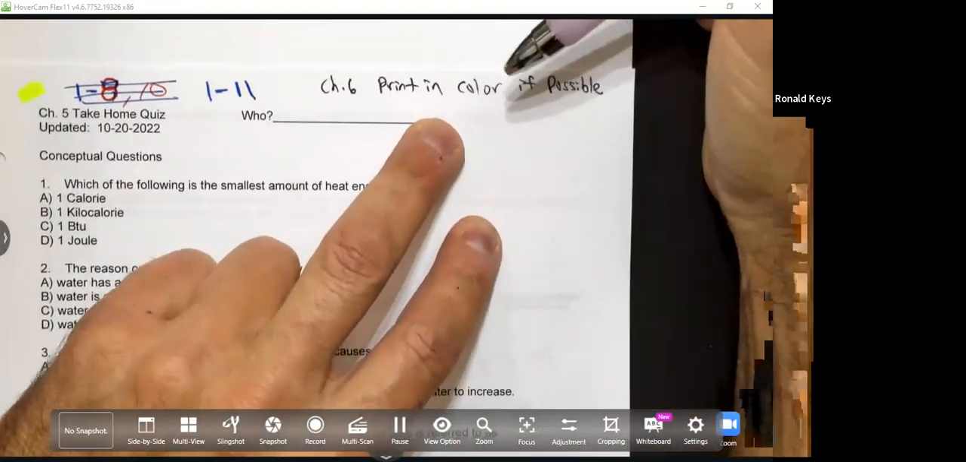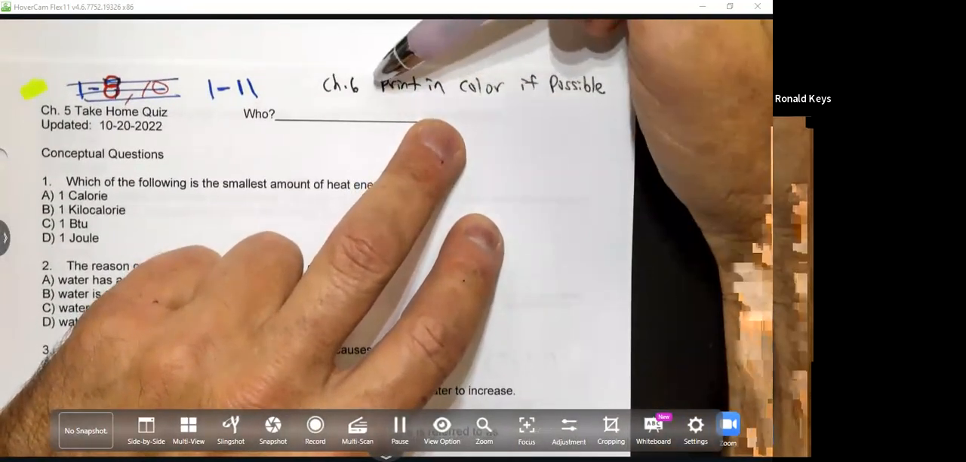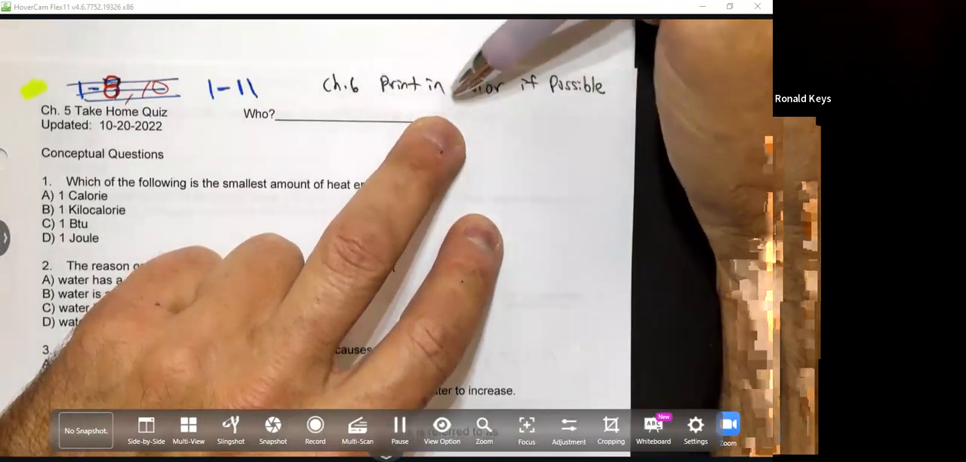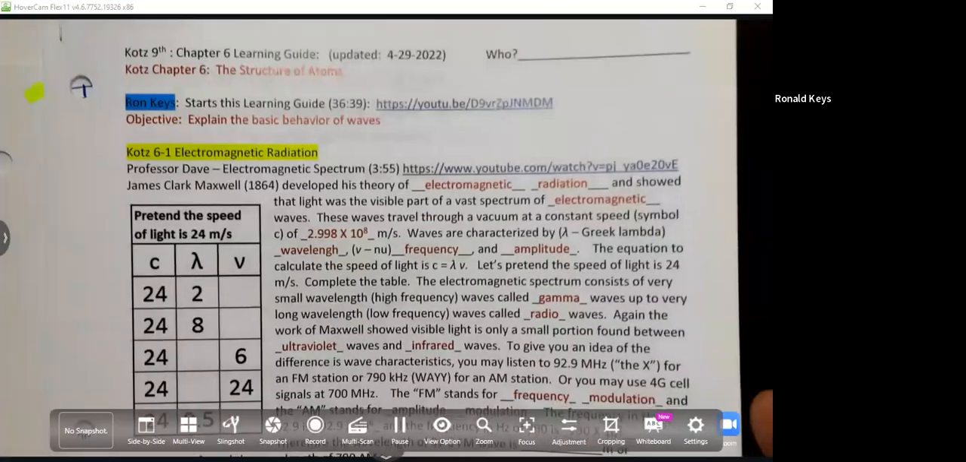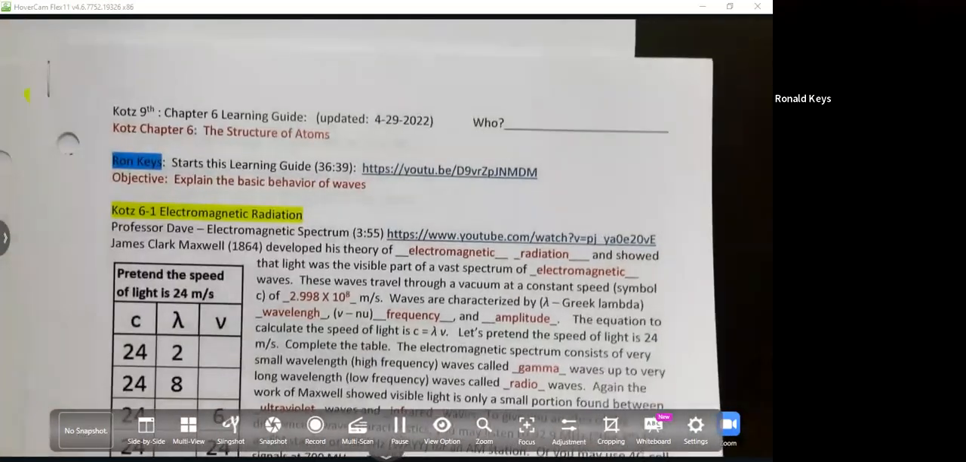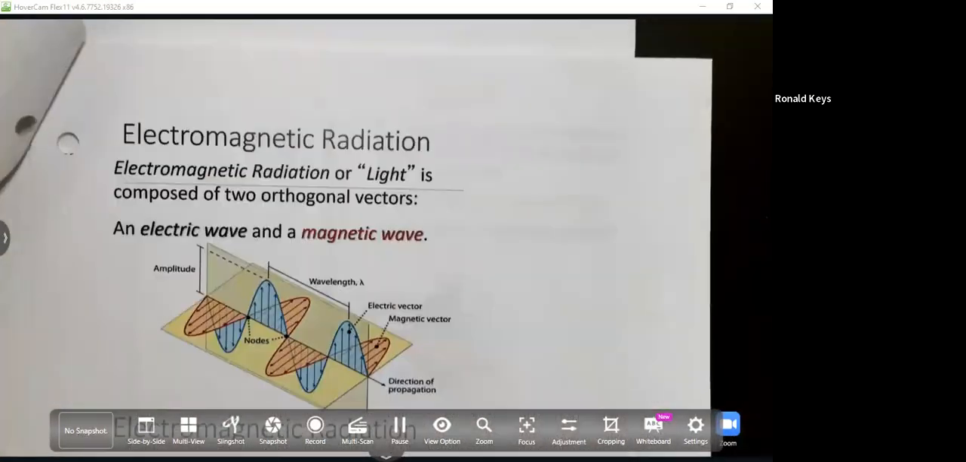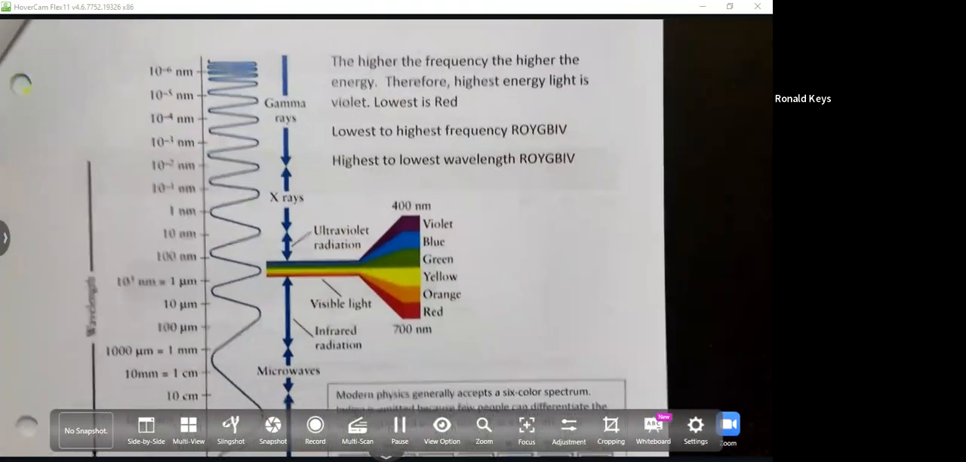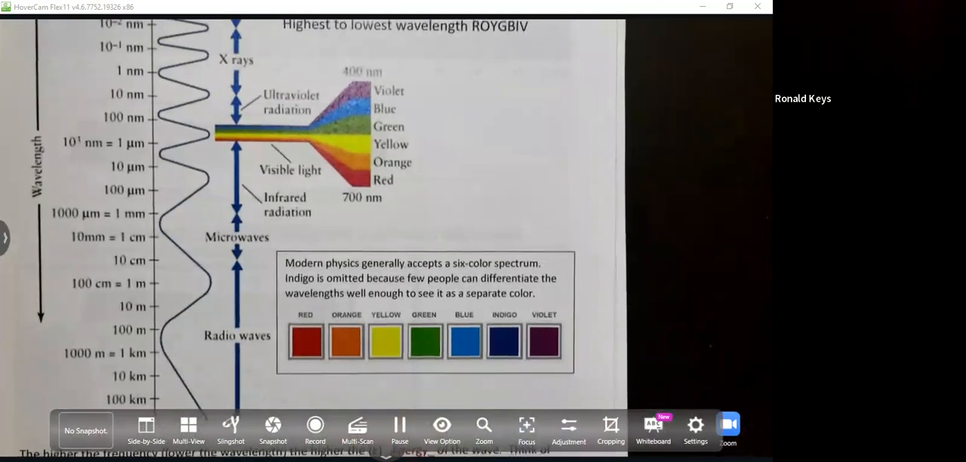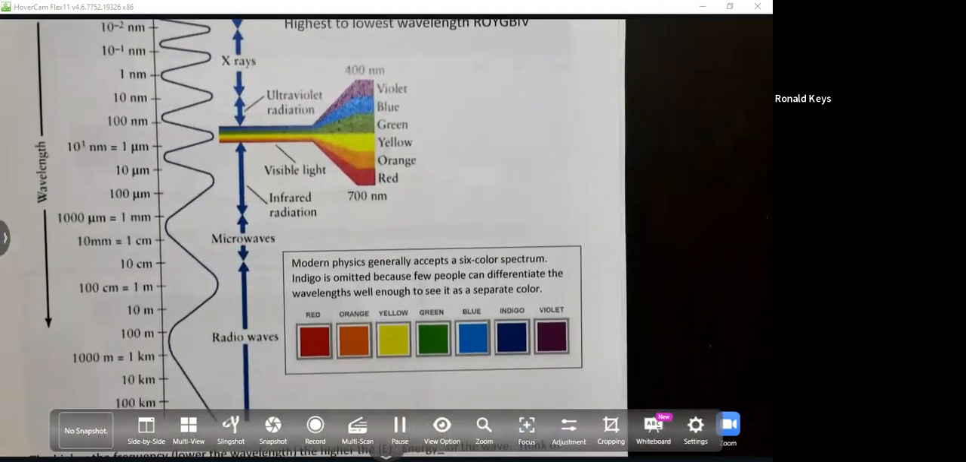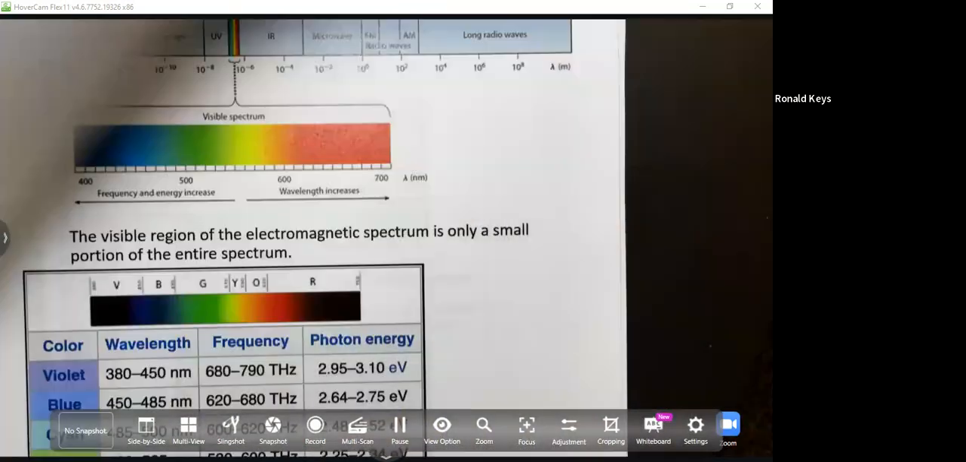A note on chapter 6. I don't think we're going to get there today. I think we're going to finish 5. But if you could print chapter 6 in color, or some of the pages, because it talks about color and it's hard to talk about color if it's not printed in color. So I'll give you an example. Here is page 3. Maybe, if you have access to a color printer somewhere, print a couple extras.